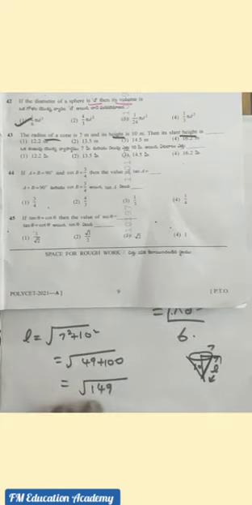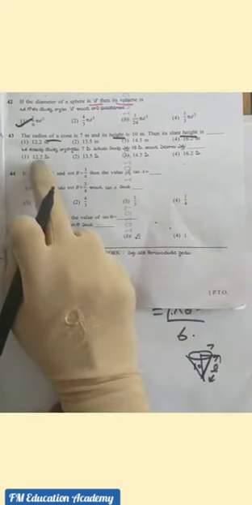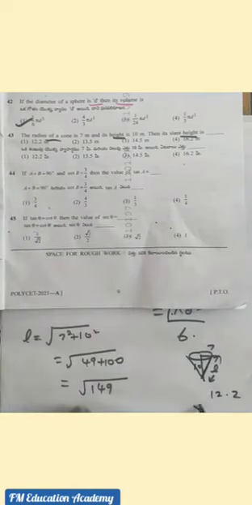Now 149 is a prime number, right? It won't go in any other table and it is not a perfect square also. Then how will you know how to do? See here we have 12.2. Multiply 12.2 into 12.2. 12 12s are 144. So 12.2 into 12.2 means it will be more than 144. So answer can be option 1 also.